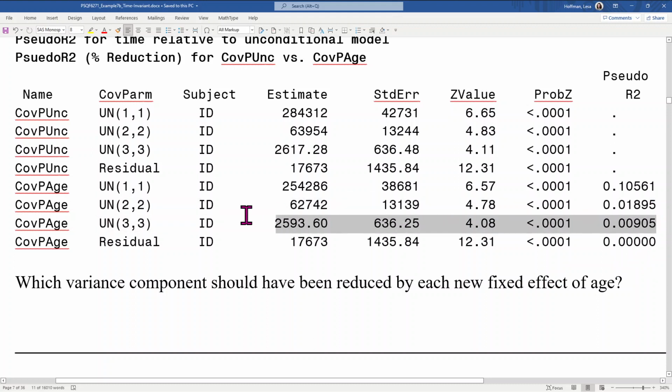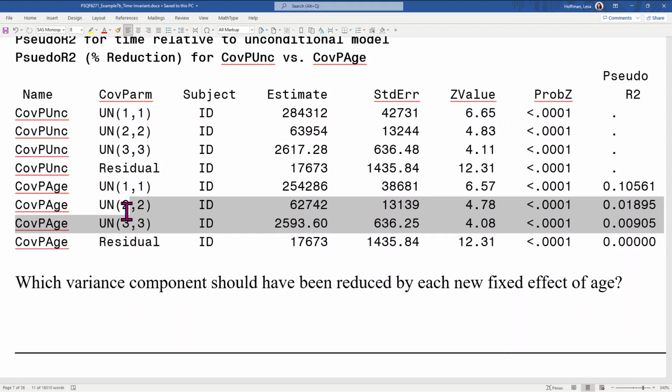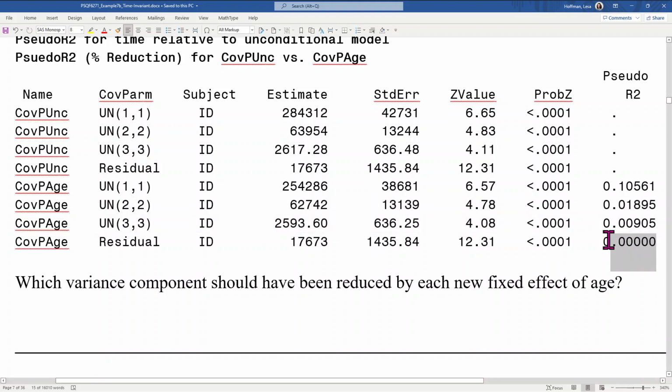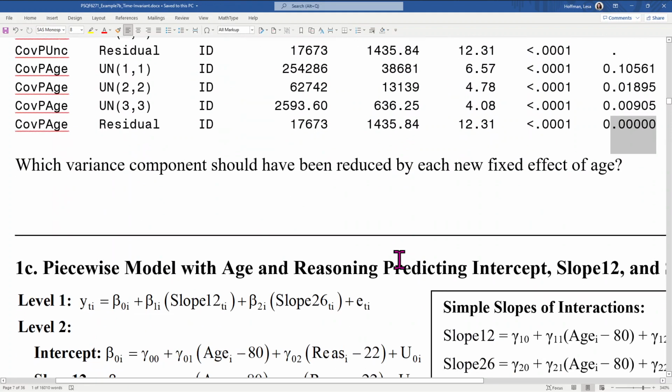Had either of these random slopes not been included, however, then the age interaction with that slope that wasn't random would have explained residual variance instead. So cross-level interactions in which the level 1 predictor is not random, those cross-level interactions explain level 1 residual variance instead. That's why it's important to make sure that all random slopes have been included before testing cross-level interactions.